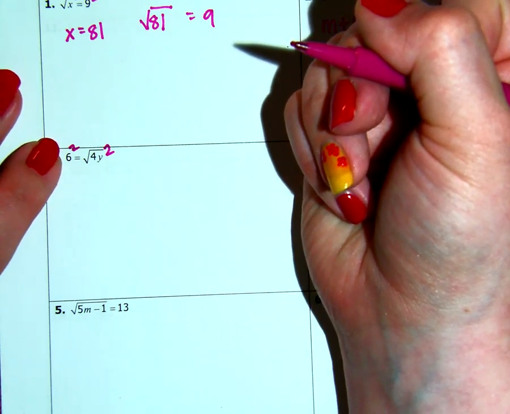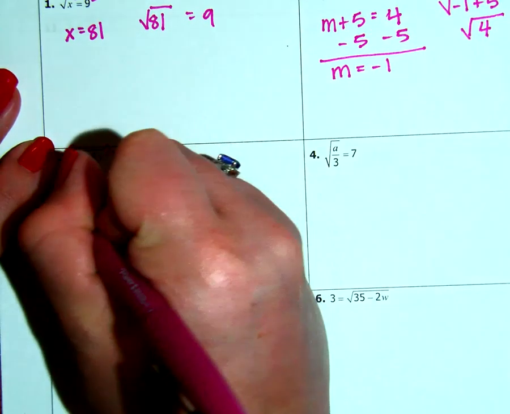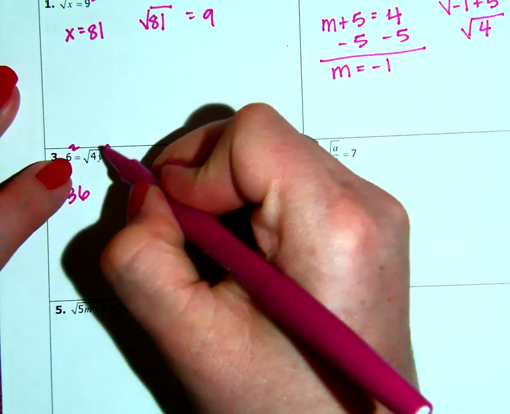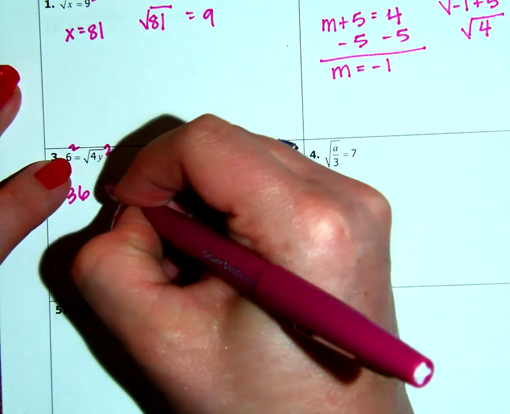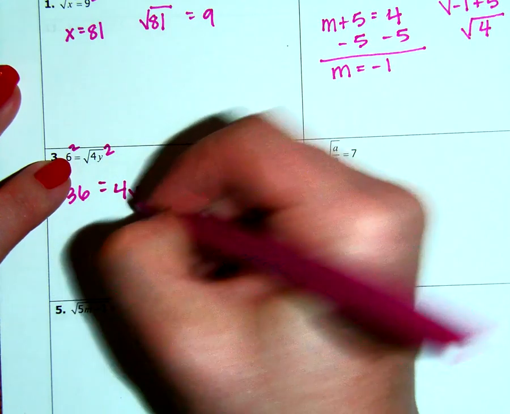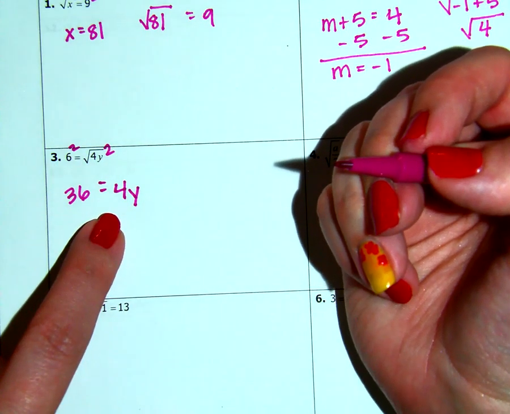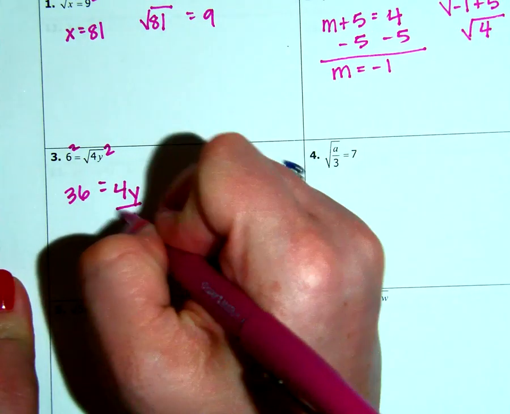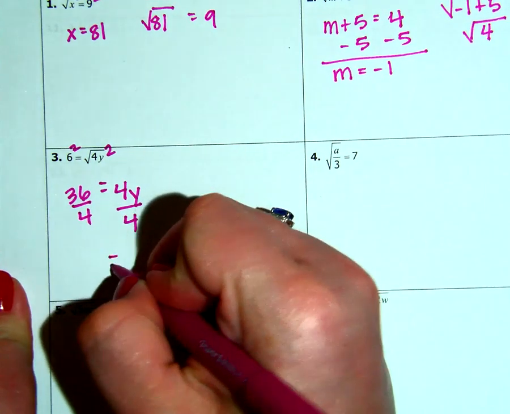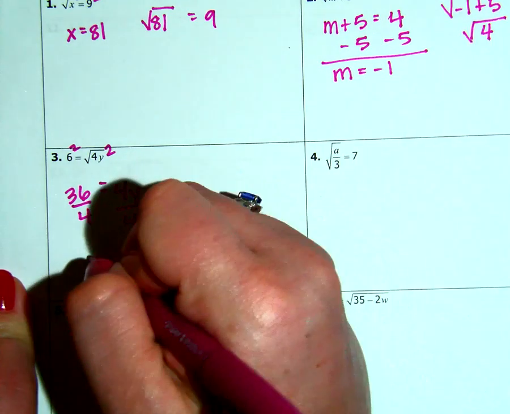What do I get when I take 6 squared? 36. What happens over here when I square the square root? It goes away, so all I'm left with is everything that's underneath that square root. And then how would I finish solving this problem? Divide by 4, which would give me a y that is equal to 9.